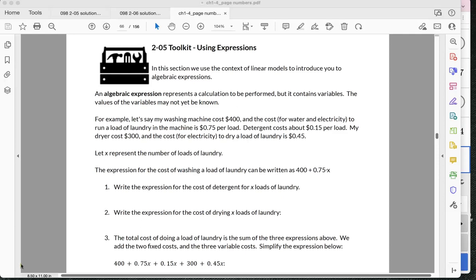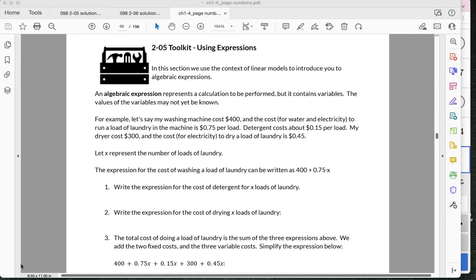On page 66, we're using that same type of thinking from linear models, and we're extending it and looking at expressions. An algebraic expression represents a calculation that needs to be performed, but it still contains variables. The values of the variables may not yet be known.